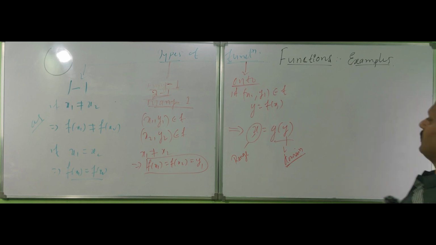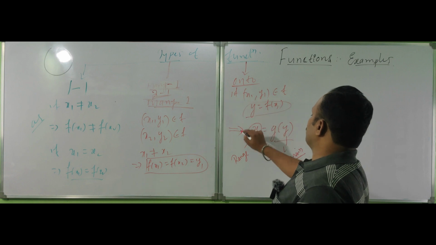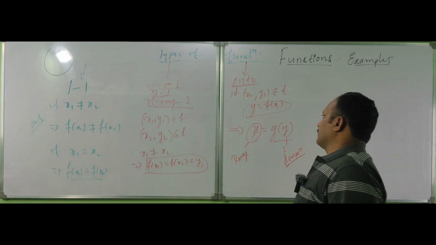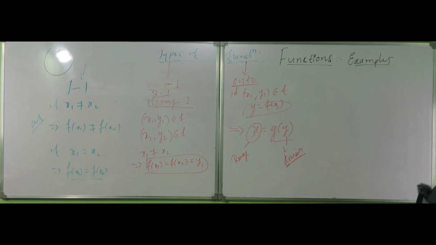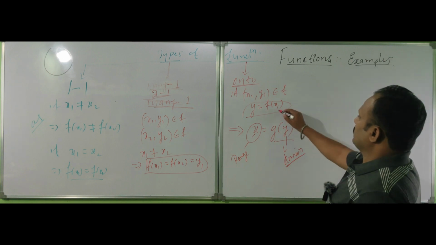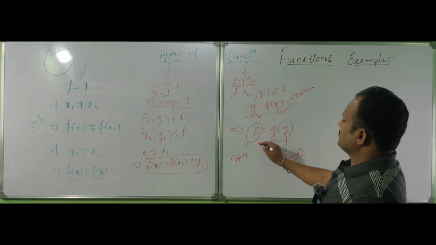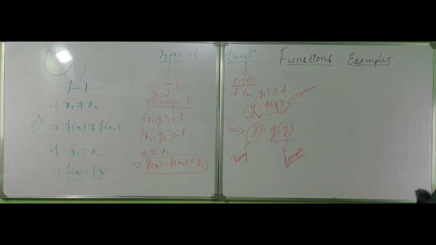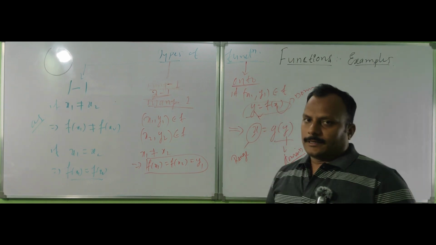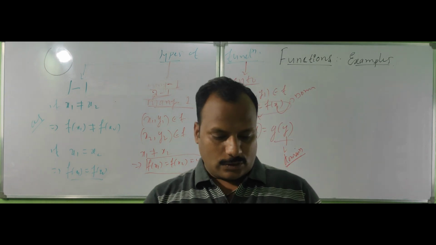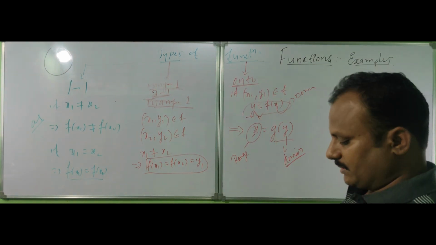If y is equal to f of x, then there should be an x equal to g of y. See, x is the domain here, and y is the range. This is a reverse only. Okay, onto function. Next, into function is there.